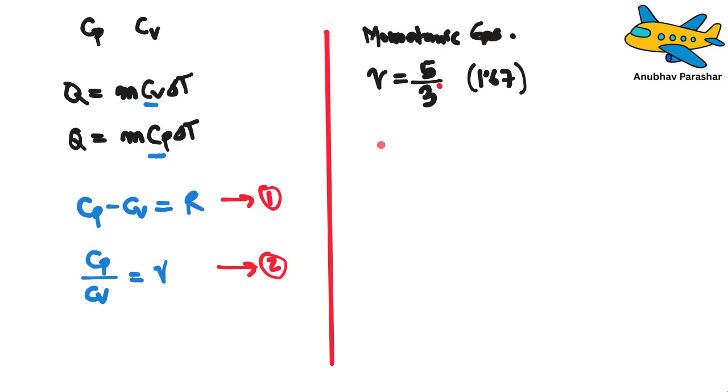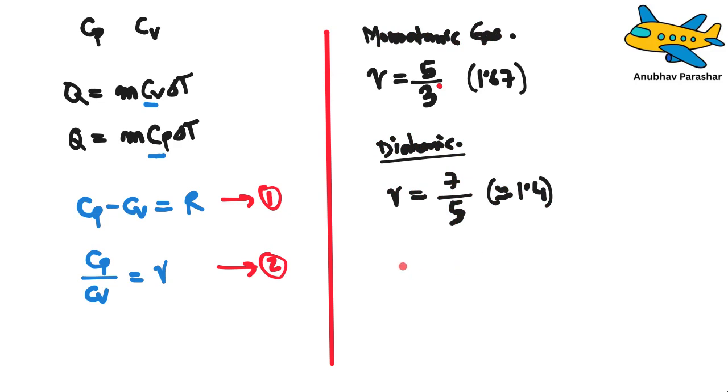For diatomic gas, for example air, we consider it to be diatomic because mostly it contains nitrogen and oxygen, right? So both of them are diatomic. One molecule contains two atoms. So for diatomic gases, the value of gamma can be written as 7 by 5, which is equal to how much? 1.4. And that is why we use 1.4 in all our equations for adiabatic, reversible adiabatic or isentropic processes.